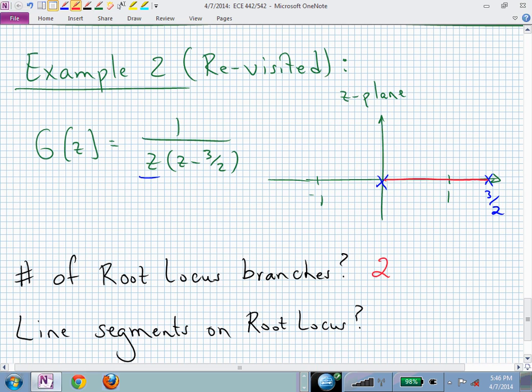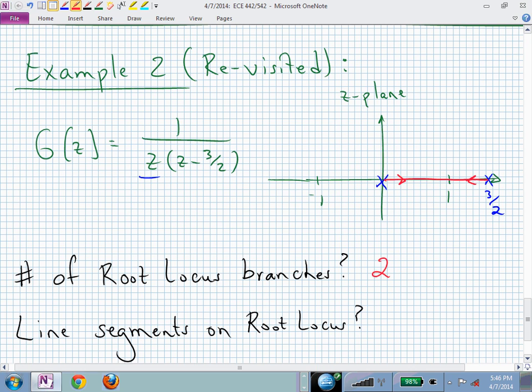I have one branch coming to the left from 3/2 as I crank up the knob K, and I have another branch starting at 0 and sliding towards 1 as I crank up the gain K. Meaning I now have a branch here and a branch there, and they're coming together to meet. Is that clear? So even though it looks like I have just one line segment, there's 2 branches there. That's where you could get confused, but you still have 2 branches there.